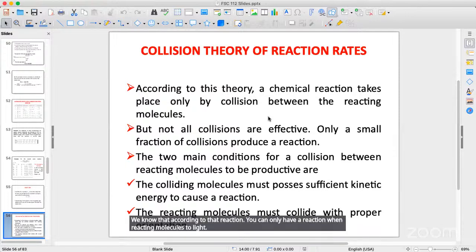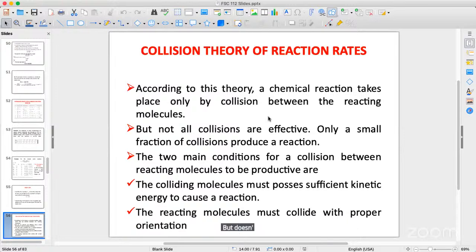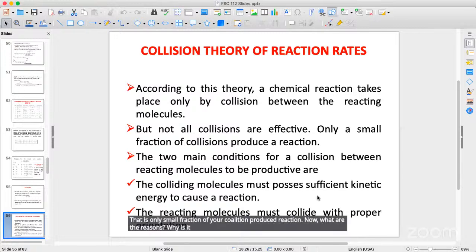But not all collisions are effective. You can have collision, but it doesn't mean that all those collisions will result in reaction. To have reaction, there must be collision, but only a small fraction of your collisions produce reaction. Now, what are the reasons? Why is it that not all collisions lead to reaction?